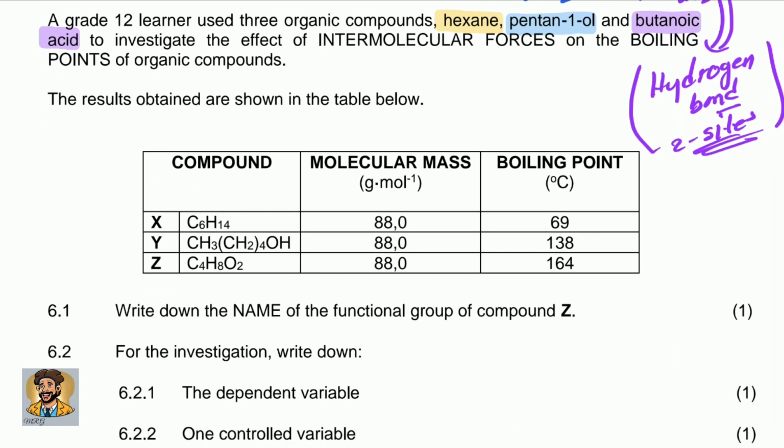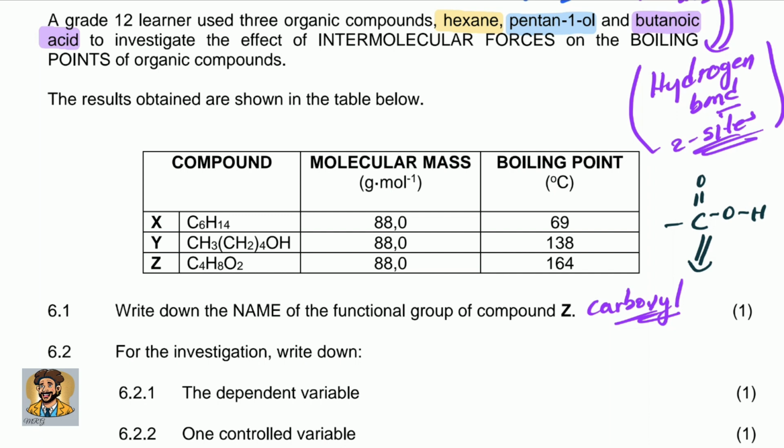Question 6.1 says write down the name of the functional group of compound Z. Remember, compound Z is the carboxylic acid. So the name of the functional group is carboxyl. Guys, we spoke about this one in previous videos. You have to learn that one. Remember, carboxyl will be like carbon, double bond oxygen, single bond oxygen, hydrogen. That is the structural formula of the carboxyl functional group.